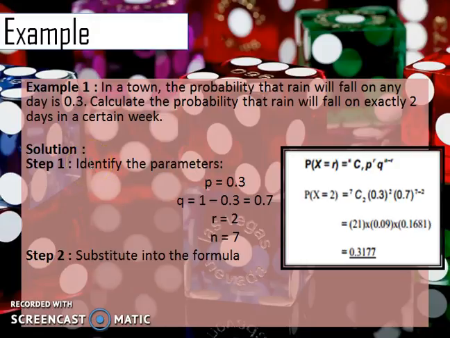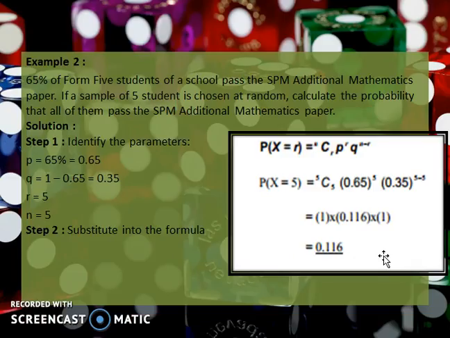So there are 2 steps to solve the question. First step is to identify the parameters. So we have p, we calculate for q, and we get r, and we get n, and then we substitute into the formula, which is the next step, and then we get the answer. Same method applied for the second example.